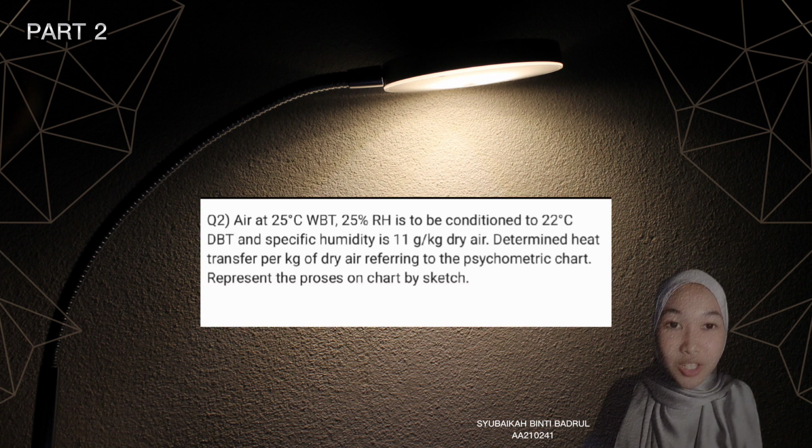Question 3. Air at 25 degrees Celsius WBT, 25% RH is to be conditioned to 22 degrees Celsius DBT, and specific humidity is 11 gram per kg dry air. Determine heat transfer per kg of dry air referring to the psychrometric chart. Represent the process on the chart by sketch.